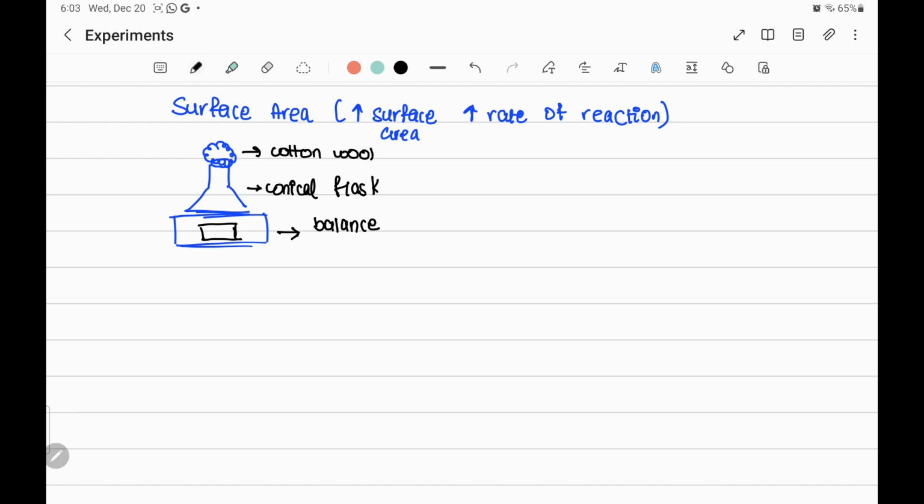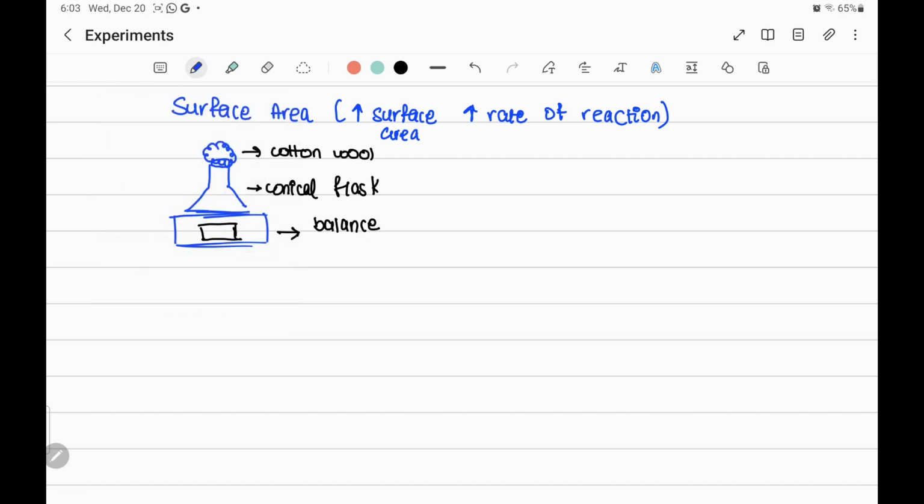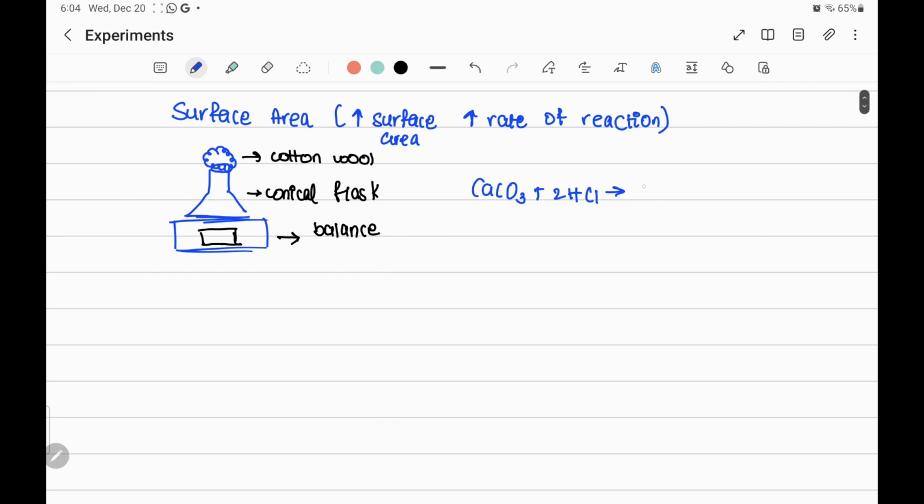Now, the reagents that we're going to be using are calcium carbonate and hydrochloric acid, which gives calcium chloride, water, and carbon dioxide. Now, you're going to carry out this experiment twice, so A and B. And here you're going to have large lumps. Here you're going to have finely powdered.